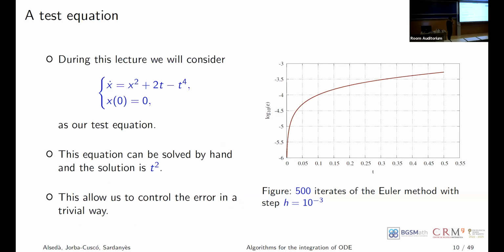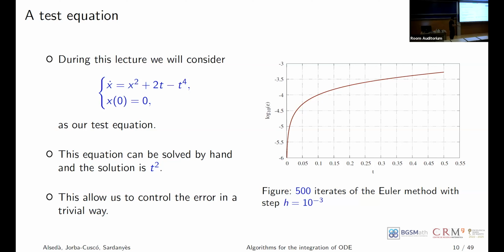So let's move on. I have a test equation for this lecture. I'm going to use it a couple of times, and I'll be integrating more interesting things. But here we have an equation whose solution I know because it is almost trivial. It is this one: x dot equals x squared plus 2t minus t to the fourth. The solution of this equation is t squared. So it's a parabola, trivial. So I can take advantage of that to check how the Euler method is performing.